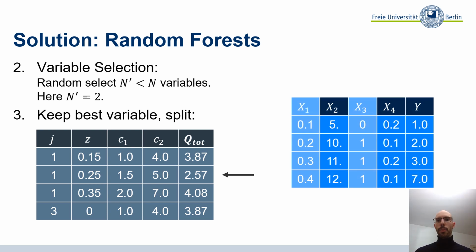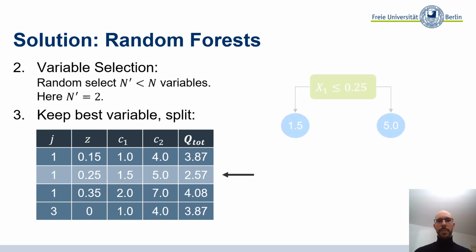And well, now we optimize or minimize our loss over J and C, just as we did for normal decision trees, and end up with a table of possible values for Q total. And in this case, I selected the values for x1 and x3 such that we get the minimal value for this particular split, 2.57. So our new tree node is going to look like this.